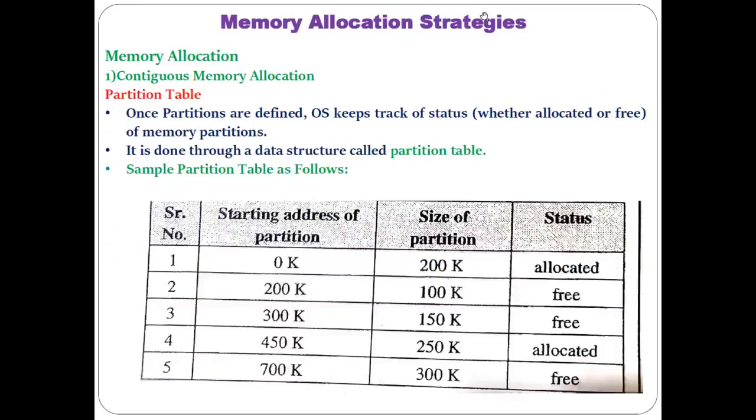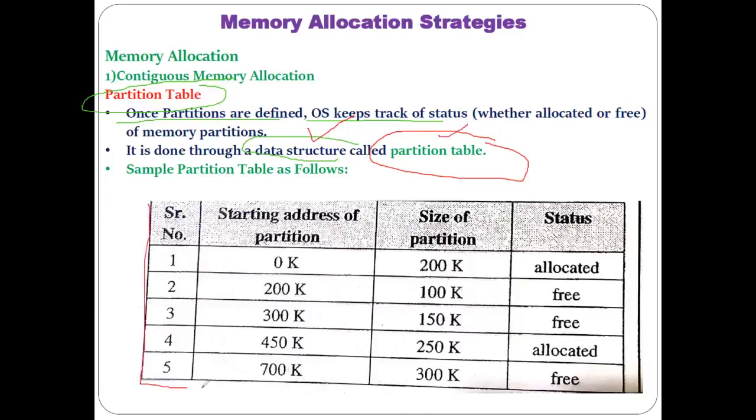Now, in contiguous memory allocation we also have to discuss one important concept, that is the partition table. Once the partitions are defined, the operating system has to keep track of which partitions are available, which are allotted, which are free. The operating system keeps track of all these things using one important data structure called the partition table. Whenever memory gets divided into different partitions, the operating system has to keep track of which partitions are allocated and which are unallocated or free. And this information is stored using the data structure called the partition table.